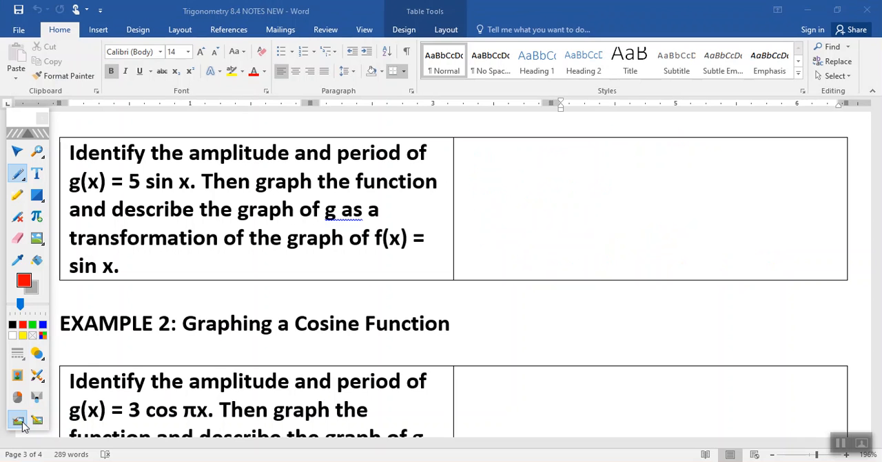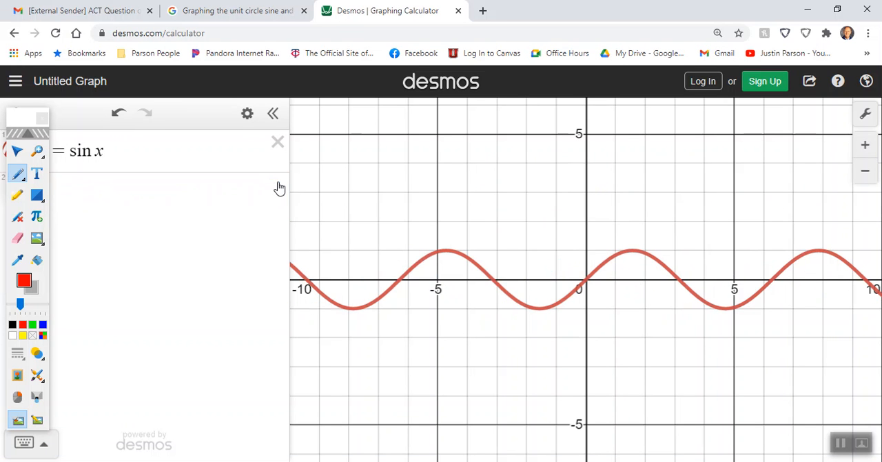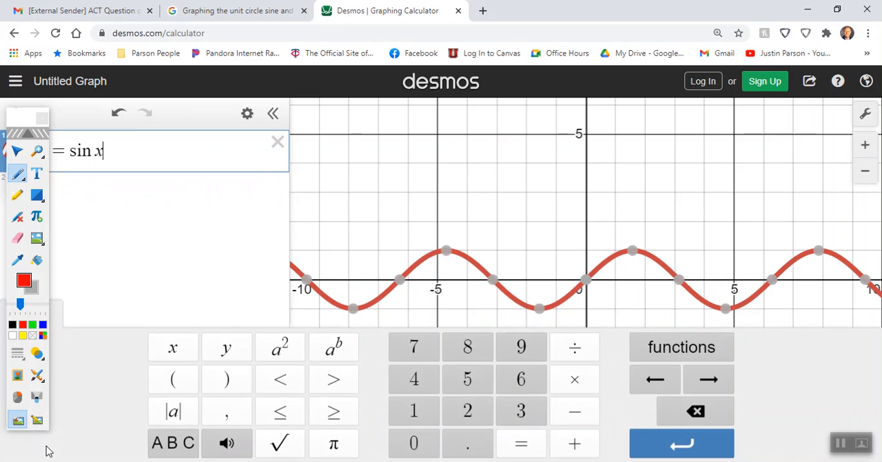All right, so here we go, kids. What was this? 5 sine of x that we had to graph? Is that right? Don't we already have the sine of x graphed in here? Yep. Okay, so let's go ahead and graph y equals.